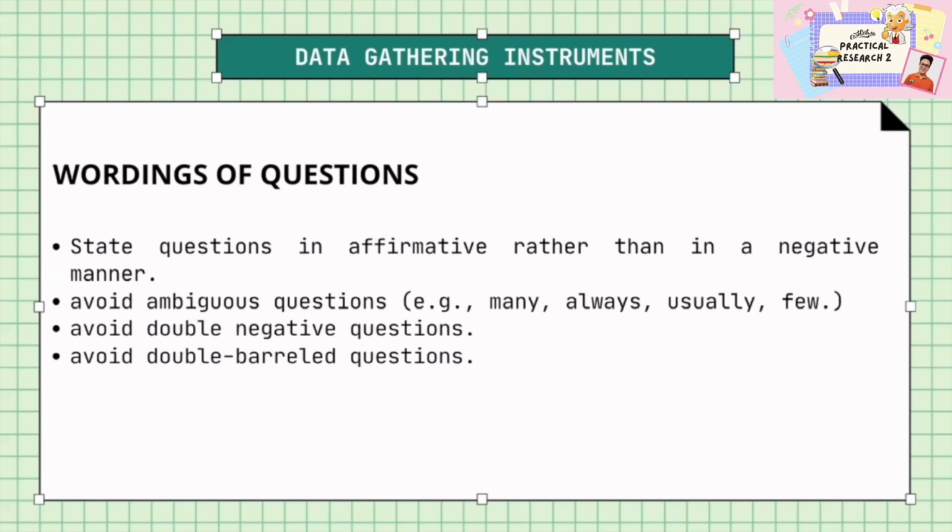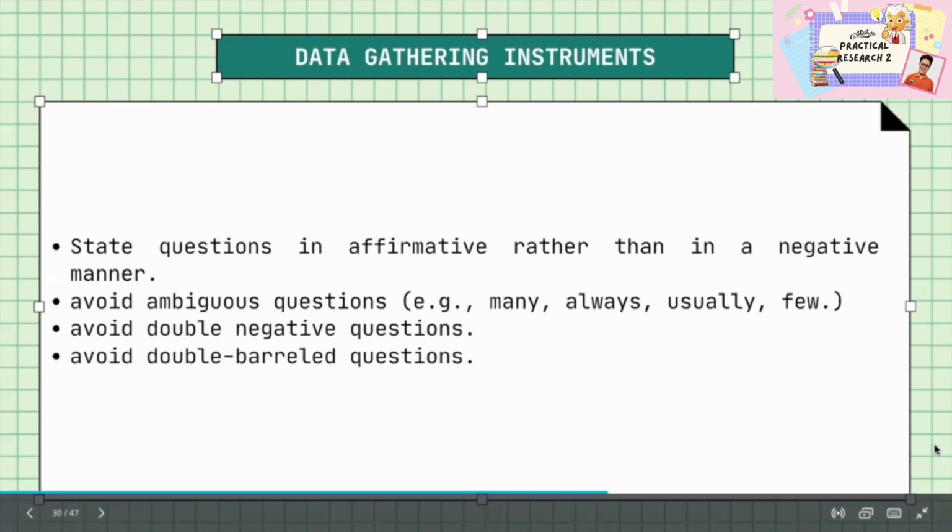Second, avoid double negative questions, because double negative questions will actually be positive. Next, avoid double-barreled questions, meaning asking 2 questions in an item. Okay. For example, will you be happy joining the SSG and be given additional recognitions? That's a double-barreled question, and that should be avoided.